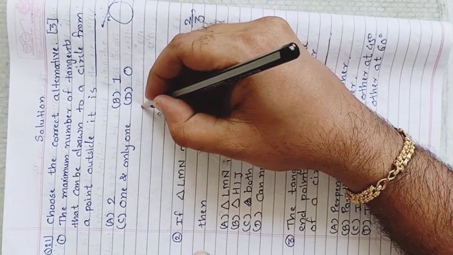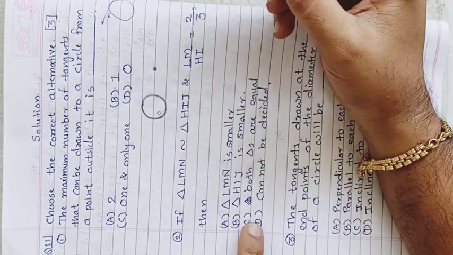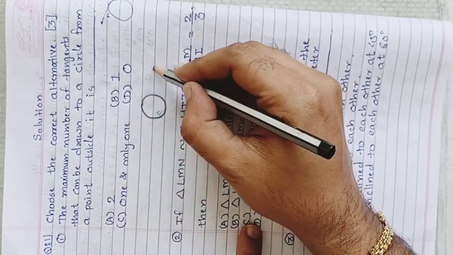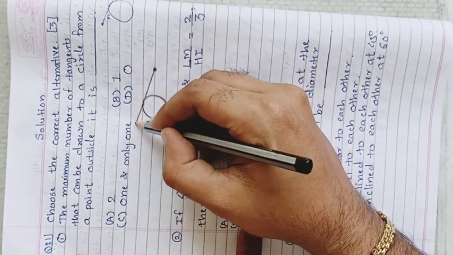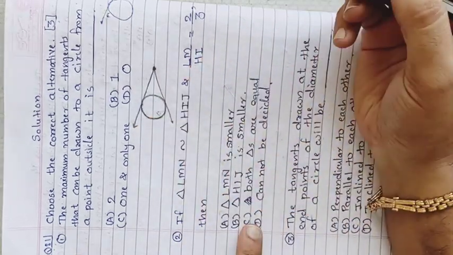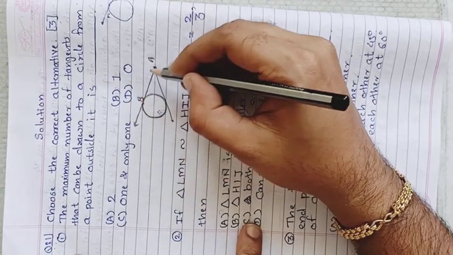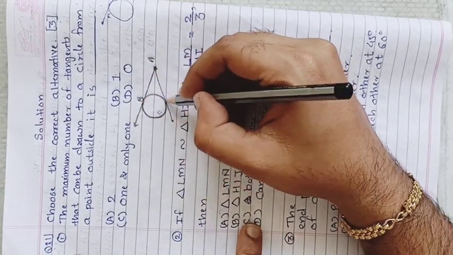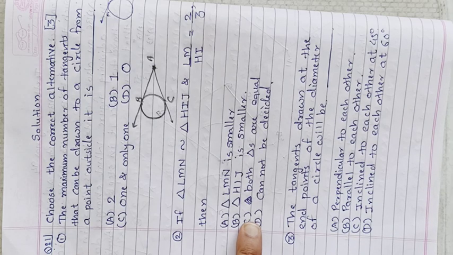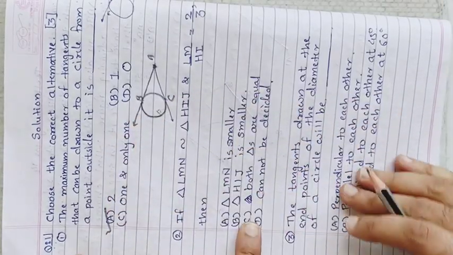It means there is a circle and a point outside it. We need to draw the maximum number of tangents. How many tangents can we draw? 1, 2, only 2 tangents. Hope you understand what you mean by tangent. AB is the tangent segment, AC is the tangent segment. So AB and AC are the tangent segments. So 2 is the right answer.